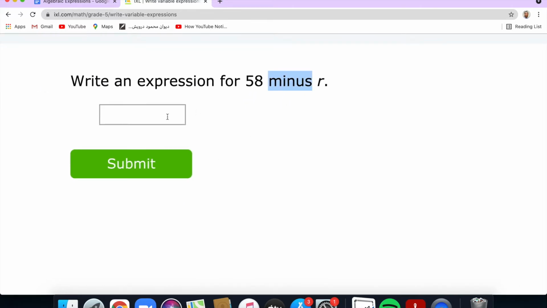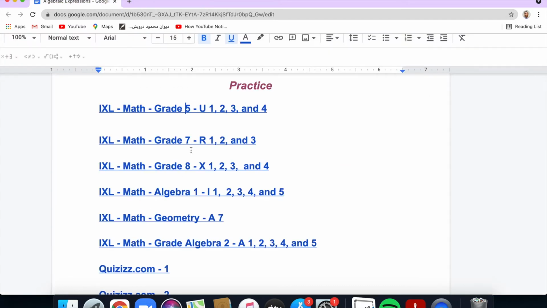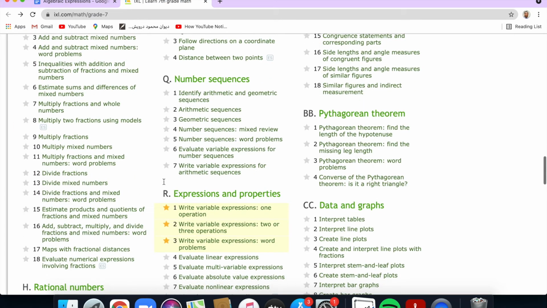Here, for the word minus, you don't need to flip it. So 58 minus r. So let's go for something else. Let's go for grade 7, for example, R1, 2, and 3. Let's go for the second one, 2.